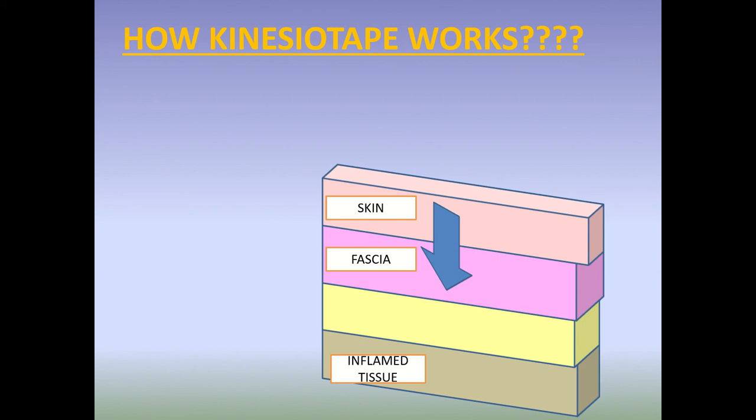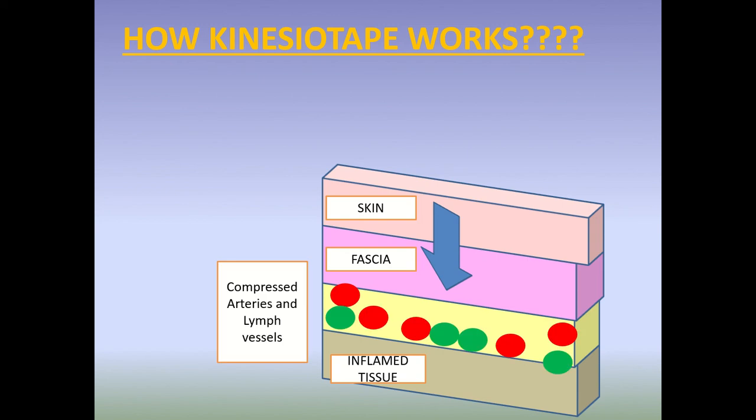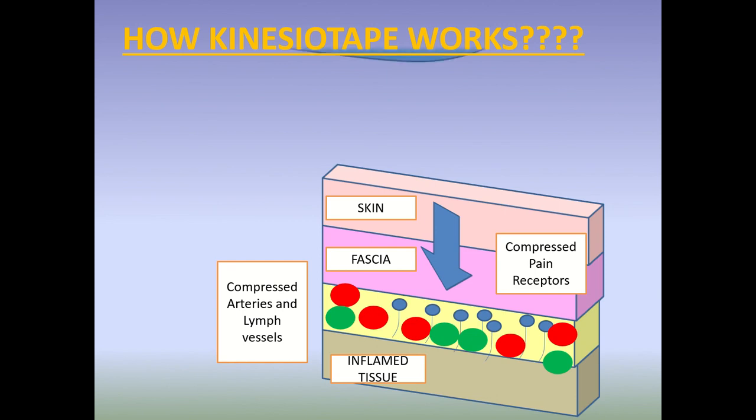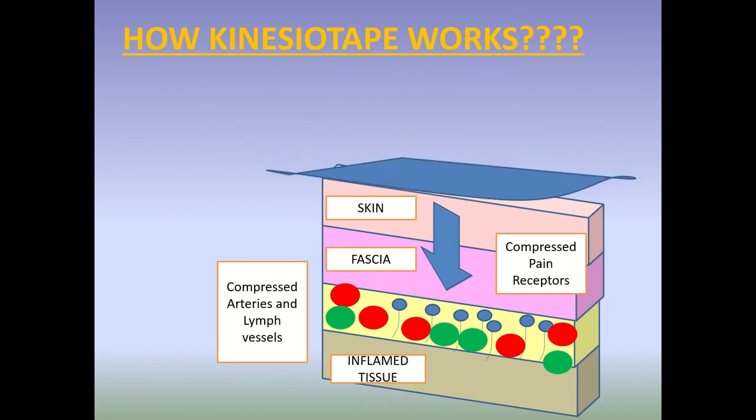So this muscle and its covering have blood vessels, lymph vessels, and nerves. Because of the skin and fascia which is compressing the inflamed tissue, they indirectly compress the arteries and the lymph vessels, which tend to irritate the nerve endings, thus causing compression of the nerve endings as well, that is the pain receptors.